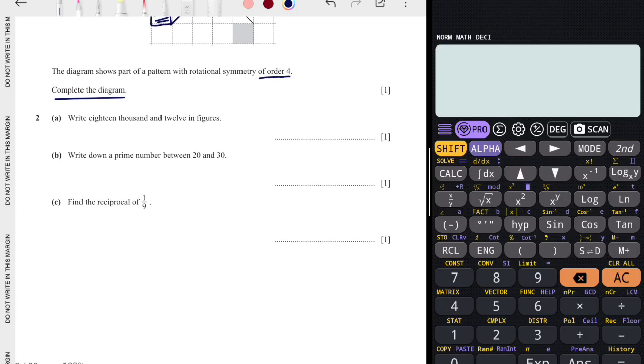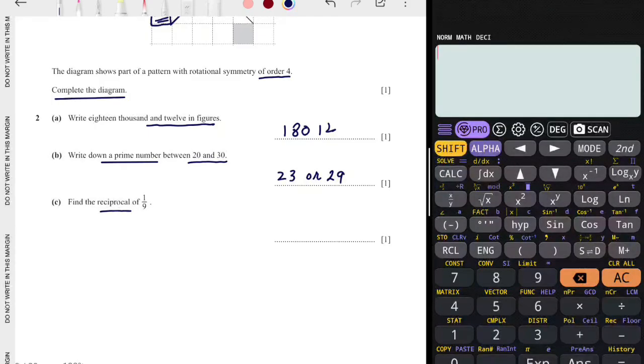Write 18,012 in figures. So it would be 18012. Write down a prime number between 20 and 30. So 23 can be your answer, or 29.